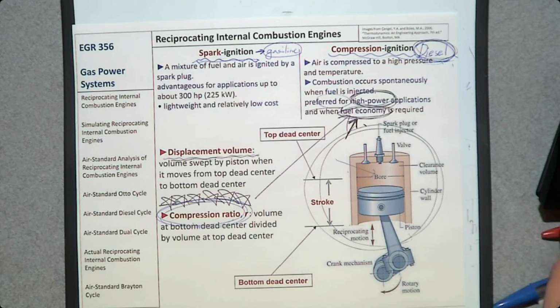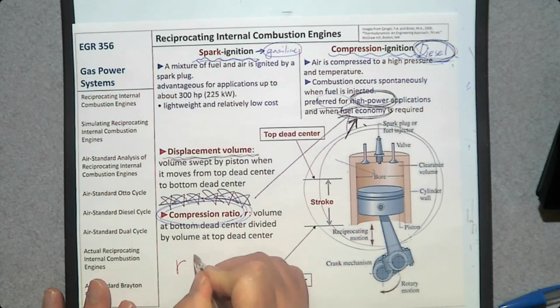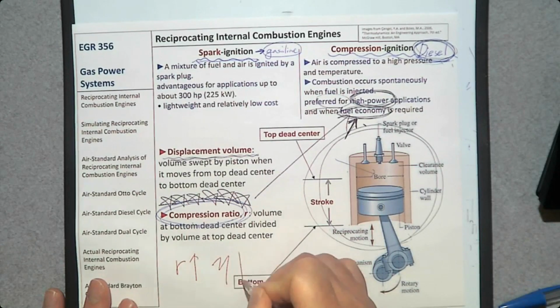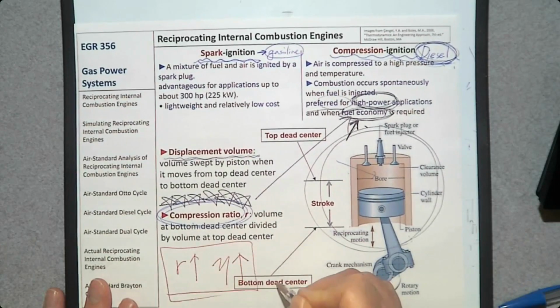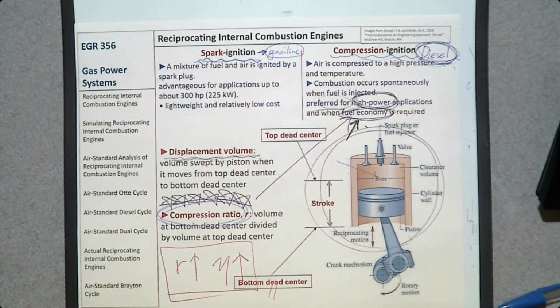And usually when compression ratio goes up, the thermal efficiency goes up. So the more we can compress, the higher the efficiency we can obtain. However, there are some limitations, but in general, the higher compression ratio means the higher efficiency. Then what happens when we have high compression ratio? Since we are compressing more, we can achieve higher pressure and higher temperature of the system.